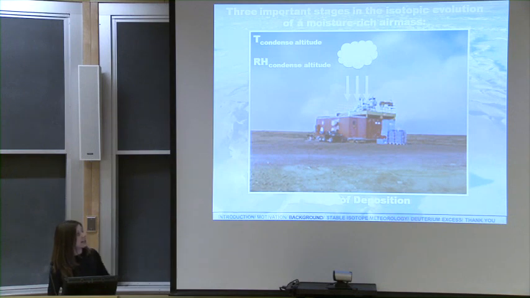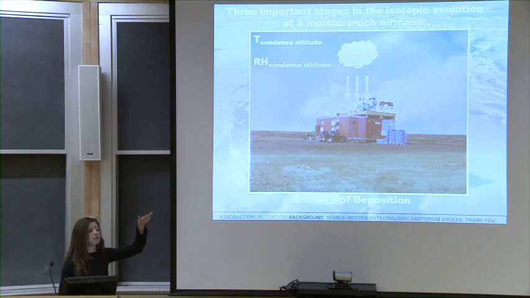This is actually the collecting station in Atqasuk, Alaska. This is through the ARM research facility, so I'm using my master's research a little bit here. Now, at the site of deposition, we have determined that the most important meteorological variables are actually at the altitude of condensation of precipitation.